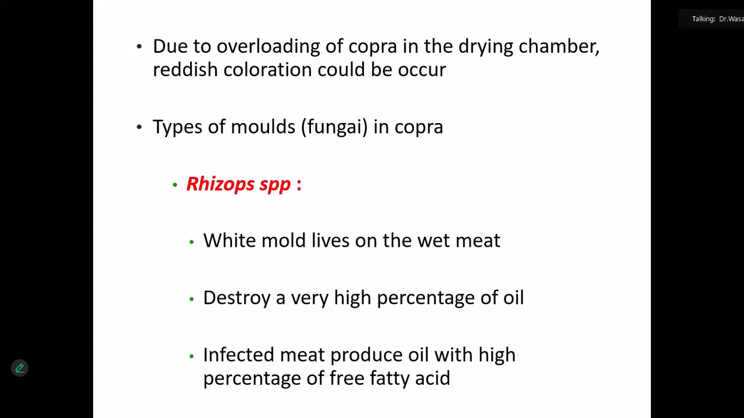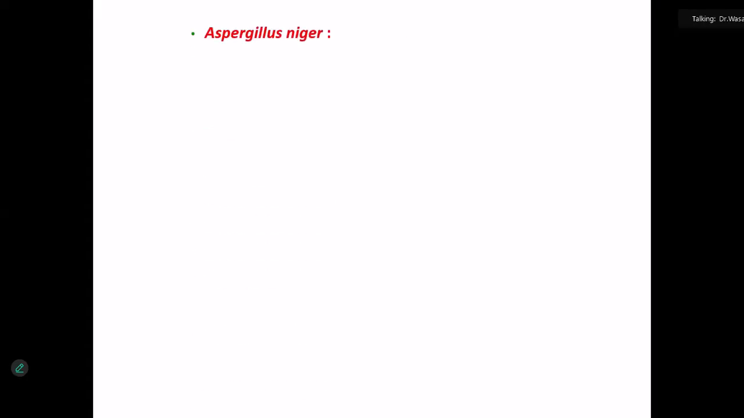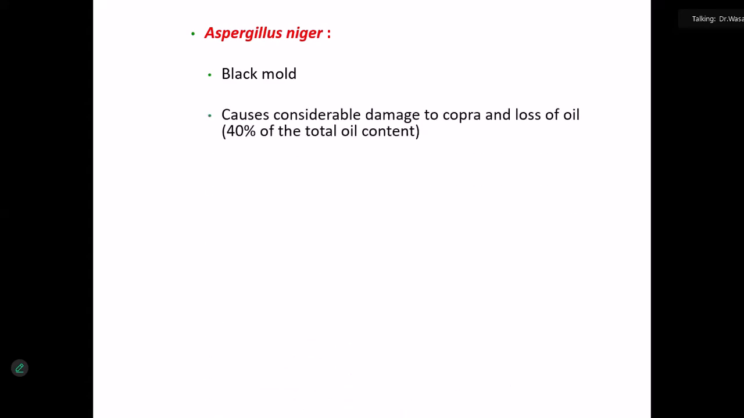Second one, Aspergillus niger. What is the second color? Black mold. So the first one is white, this one is black. Considerable loss of oil, 40% of oil reduced. It grows at moisture of 18 to 20%. Now you can understand the reason, no?